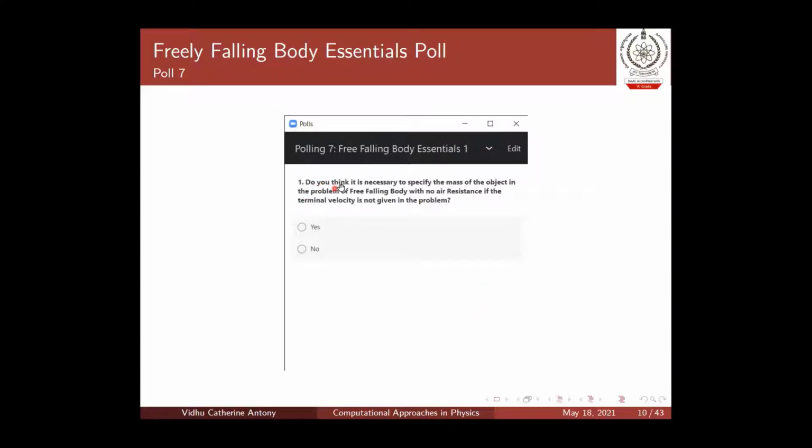Do you think it is necessary to specify the mass of the object in the problem of a freely falling body with no air resistance? I will specify that again: no air resistance, if the terminal velocity is not given in the problem. Let's read that again. Do you think it is necessary to specify the mass of the object in the problem of a freely falling body with no air resistance if the terminal velocity is not given in the problem? Yes or no? I will start the poll now.